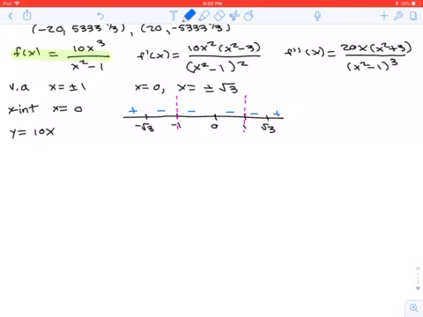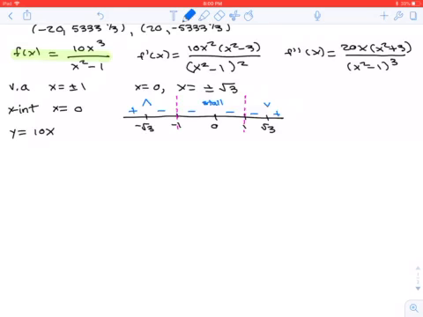So what does this tell us? Well, this tells us at negative root 3, we have a maximum. We also have a stall point at 0. There is a stall here because it does hit a derivative of 0, but it does not change sign. And then finally, at root 3, we have a minimum. Okay, looks good so far.